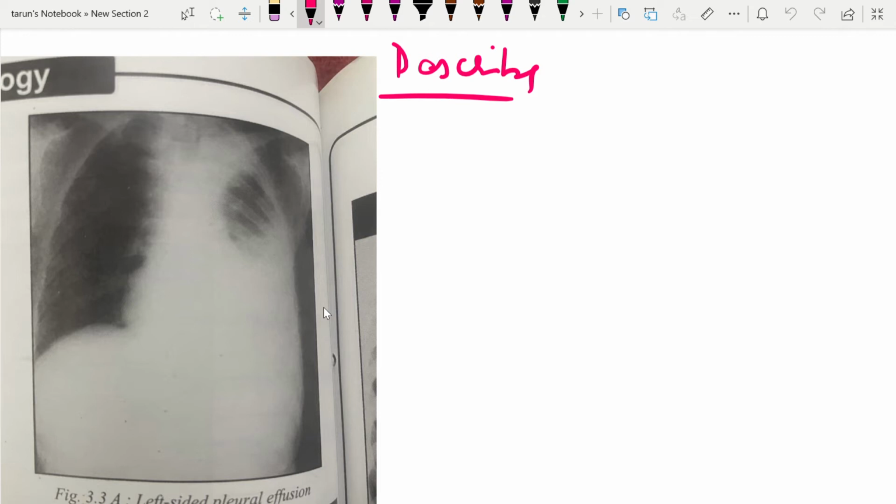The cardiac shadow and trachea have shifted slightly towards the right. Lung fields are apparently normal. Other points are within the normal limit. In pleural effusion, the fluid collects between the two layers of pleura, that is the visceral and the parietal pleura. There is absence of air bronchogram in pleural effusion. If the curved upper border of the fluid seems convex, then you should think of loculated pleural effusion.